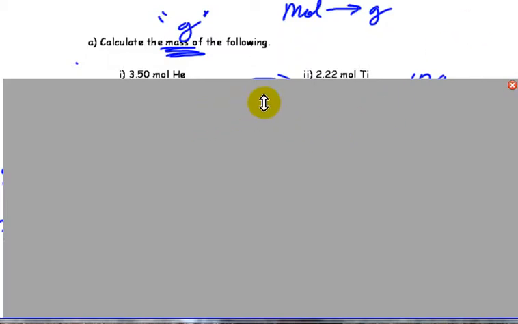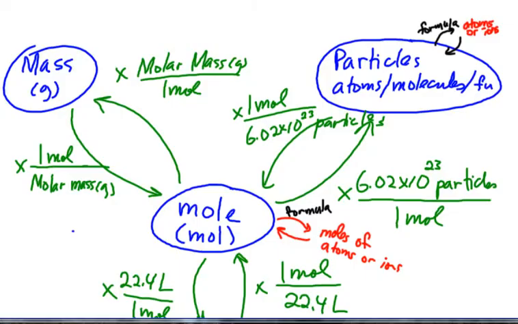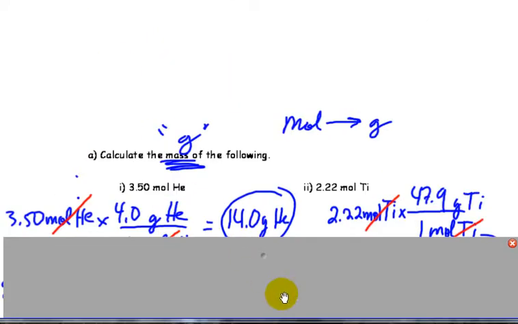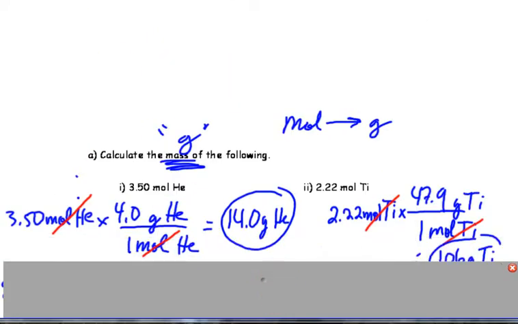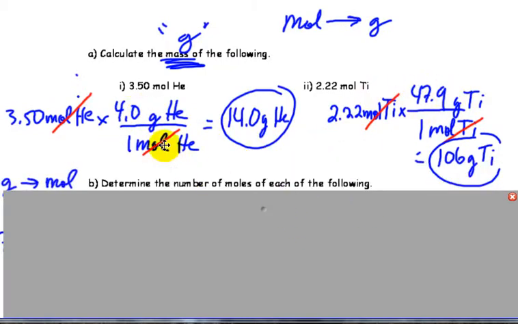Hopefully you had an opportunity to finish these questions. So calculate the mass of each of the following that are given in moles. Here we're going from moles to mass, moles to grams, so you need to multiply by the molar mass. That's what was done in each of these. So helium, 4.0 grams, titanium, 47.9 grams, and of course I represent the final answer to the correct number of sig figs. Three sig figs each.